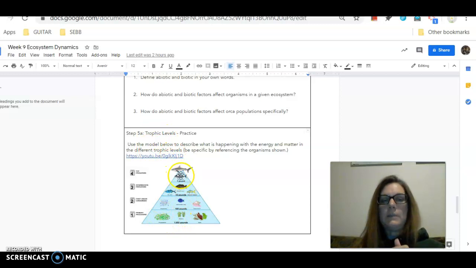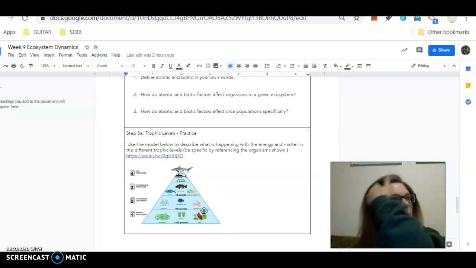So here is a pyramid picture. You'll see images online where the trophic levels look different. Sometimes there's more trophic levels, sometimes there's less. It's almost like, I cannot think right now of another image that varies when you look online.